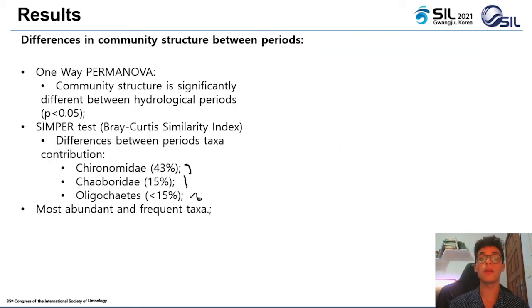The one-way PERMANOVA indicated that community structure is significantly different between hydrological periods. When SIMPER test was applied through the Bray-Curtis similarity index, it indicated that chironomid family represents 43% of the observed difference between periods, followed by the Naididae family, responsible for 15% of this difference, while oligochaetes represent a little less than 15% of this contribution to differences between periods. These taxa are observed in every period and are the most abundant taxonomic groups in this stream.